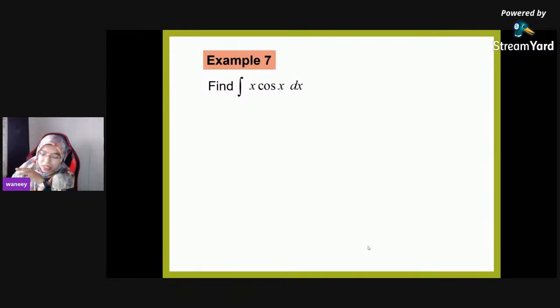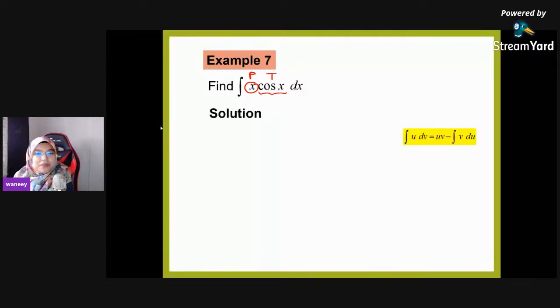Okay, so now let's see what we have. We have x. What is x? x is a polynomial. What about cos of x? For cos x, we read it together because x is its angle, so don't read it separately. Cos of x is actually a trigo. So for LOPET, what comes first is that P comes first.